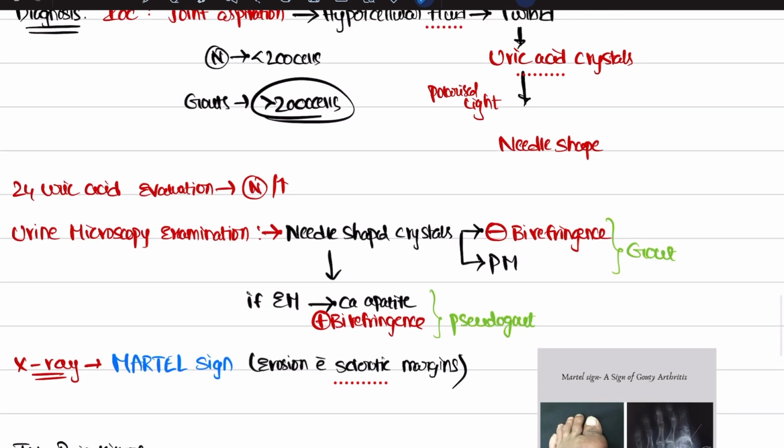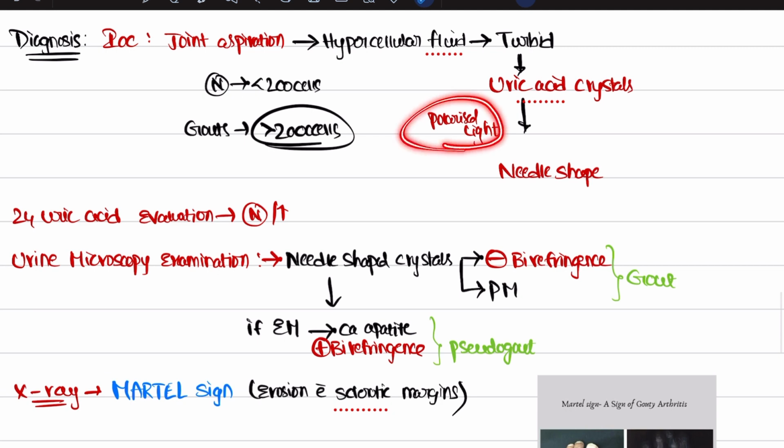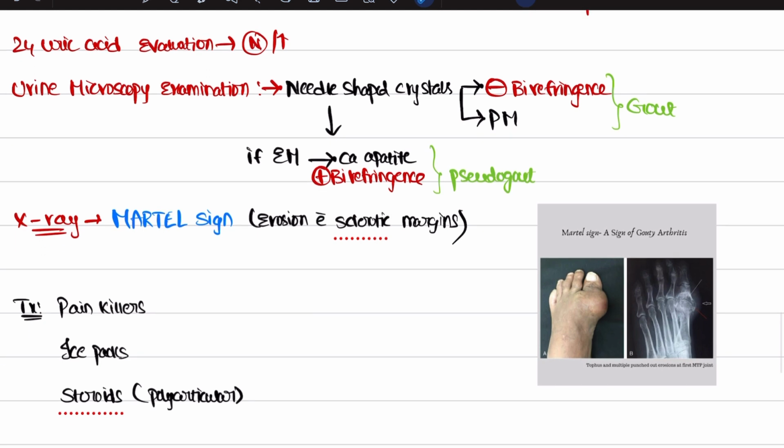And here is one more important point I said: under polarized light, uric acid crystals are needle-shaped. This is very important. Okay.